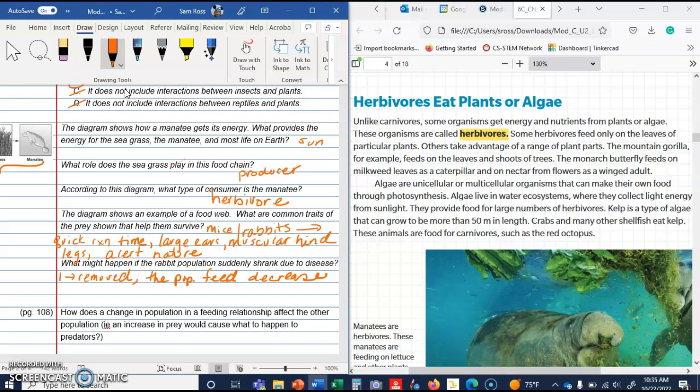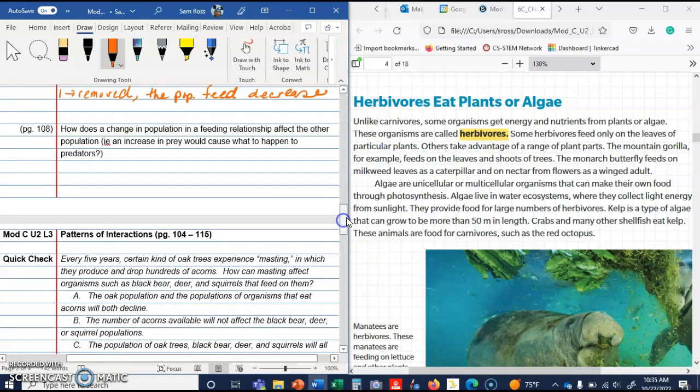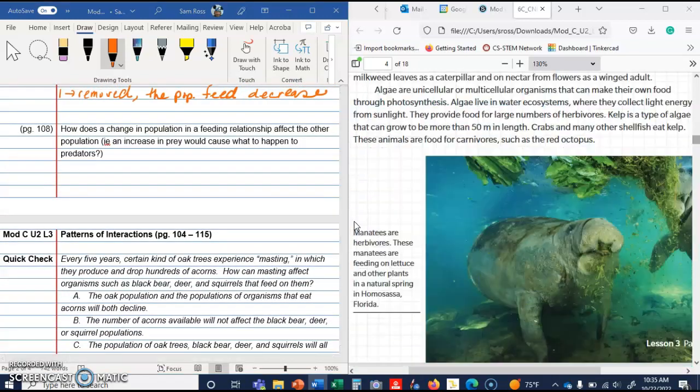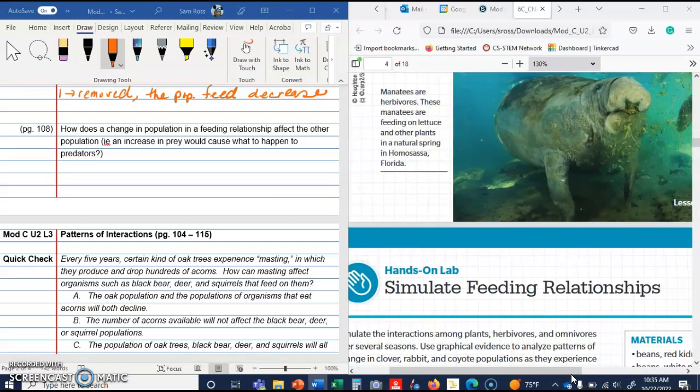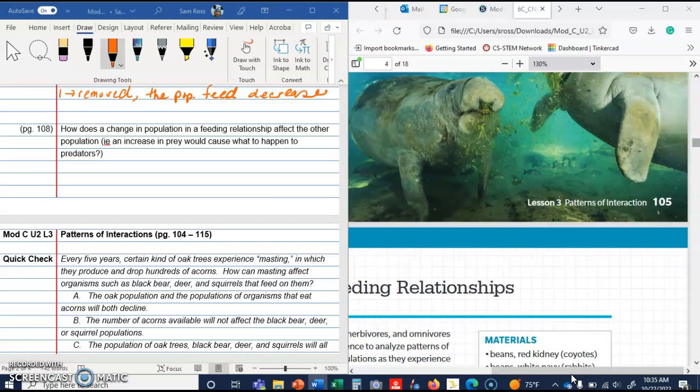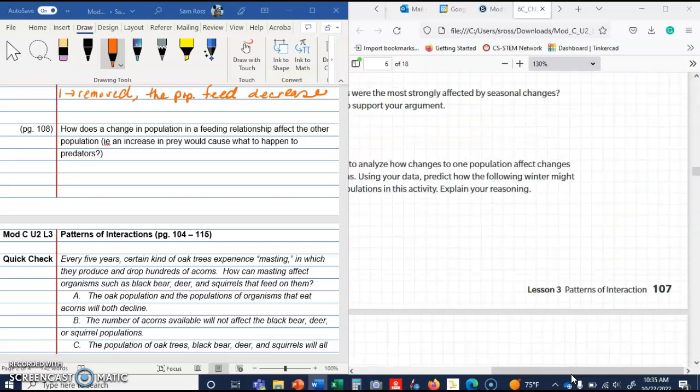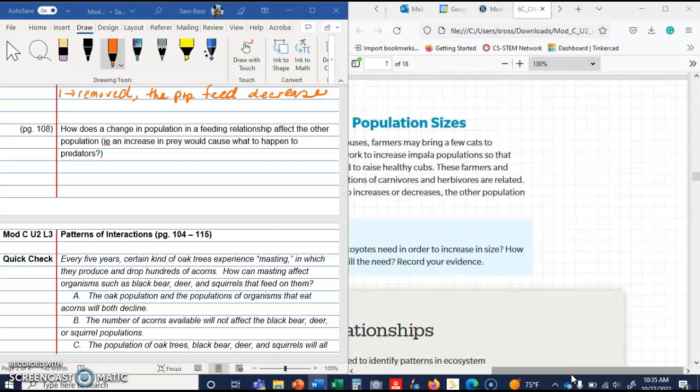Okay, so let's keep going. Page 108. Let's see what page we're on right now. We're on page 105. We need to get to 108. So that's 106, 107. I believe this is 108.